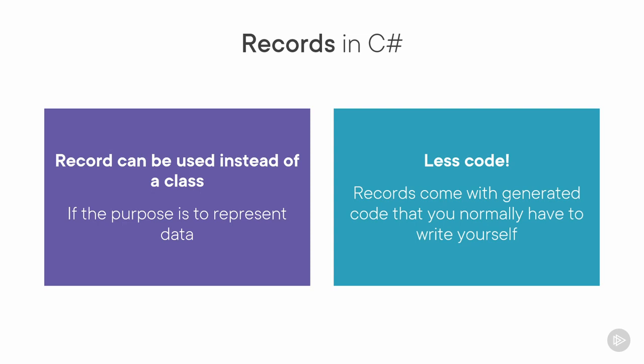The record type introduces a compact way of creating a reference type with a whole lot of useful functionality out of the box. You can use a record where you'd normally use a class. Creating a record requires much less code than creating the equivalent class. Let's take a look at how a record is created.